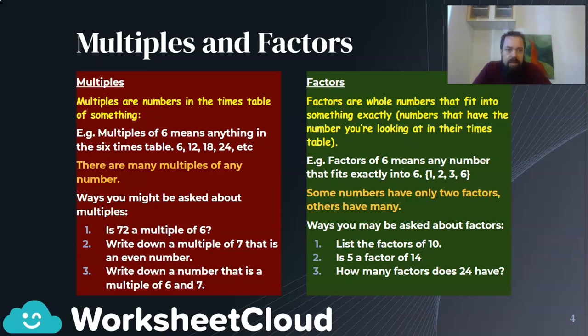So the factors of 6 are all those numbers that fit exactly into 6. So it must be a whole number, and it must fit in exactly. So you can't say 1.5 because it's not a whole number, even though 1.5 would fit into 6 if we were doing it. So factors fit in and multiples make up. All right. Some numbers have only 2 factors, others have many.